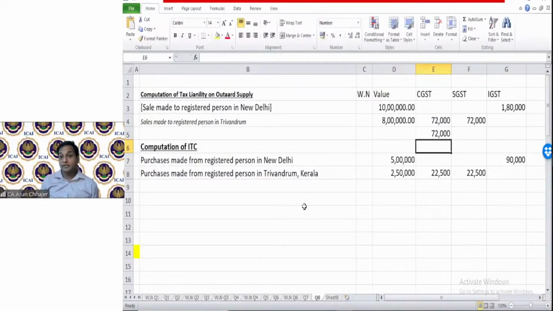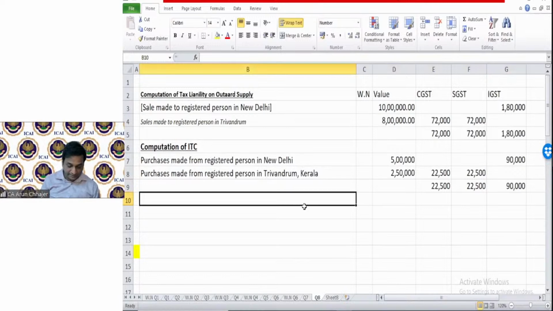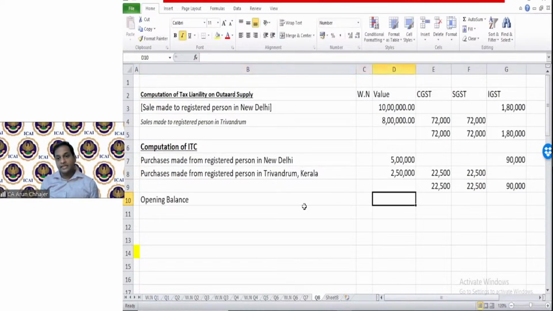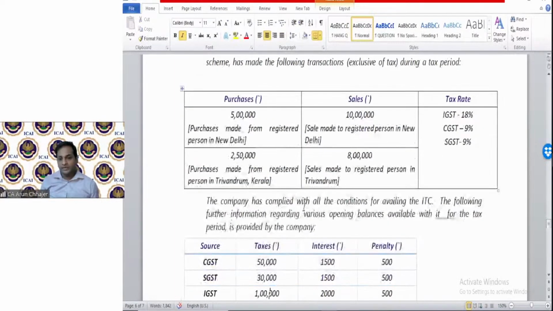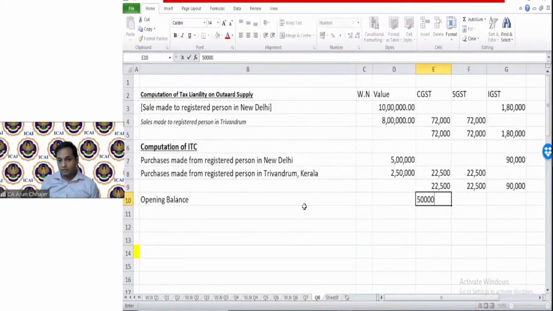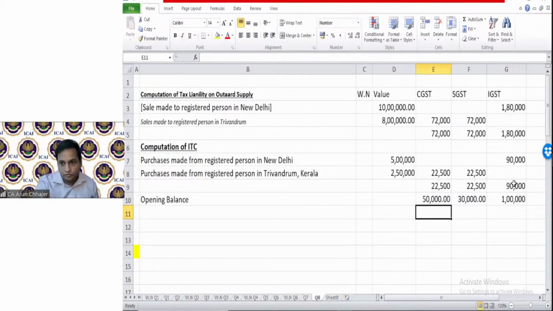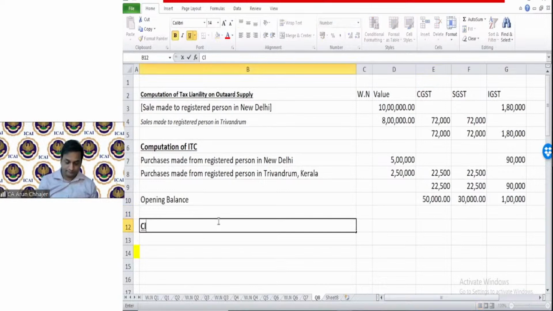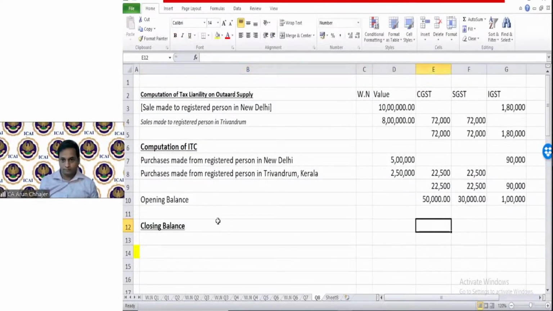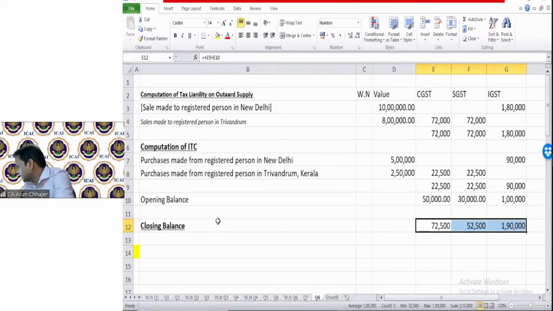What is the total tax payable? 72,180. And what is the total ITC? There is an opening balance. Can we take the ITC of interest and penalty? Answer would be no. I can take the benefit of only the opening balance of the taxes part. So how much is the closing balance?